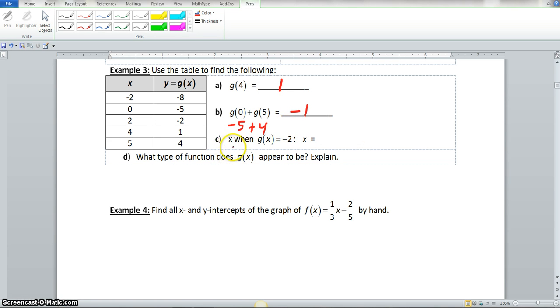Now we come here to C. It says when g of x equals negative 2. So we go here with g of x is negative 2, and then that would mean that x is 2.